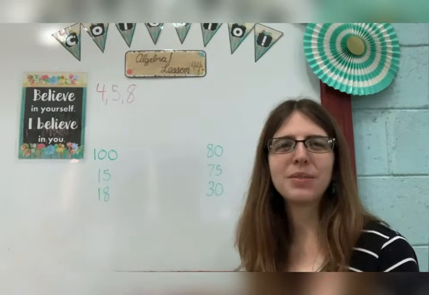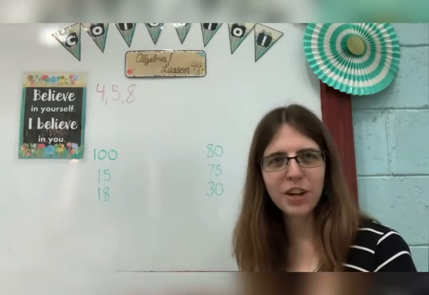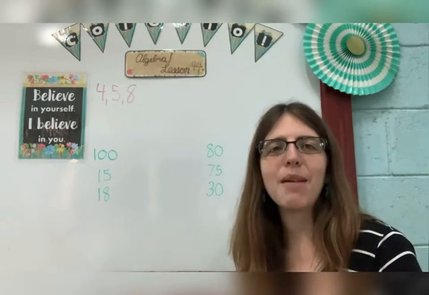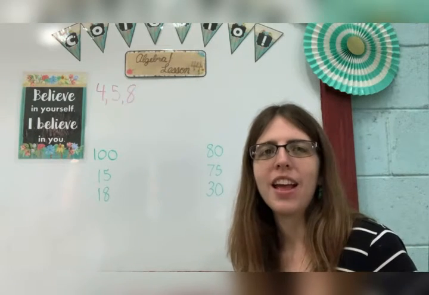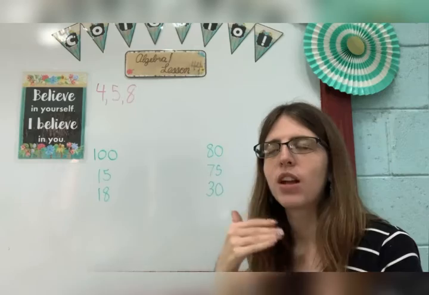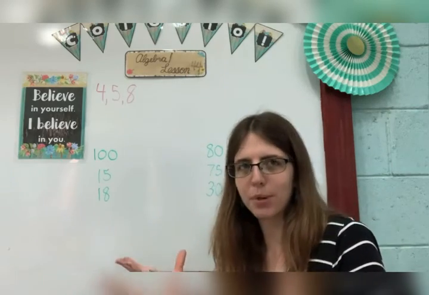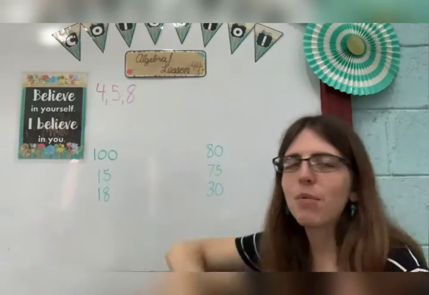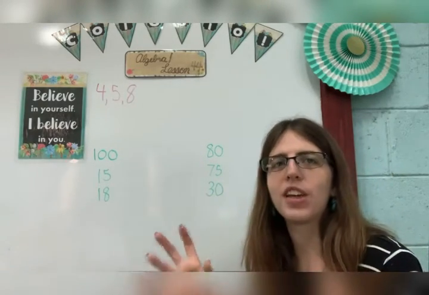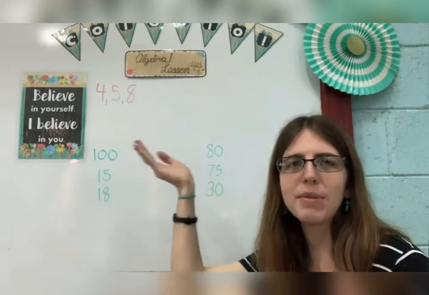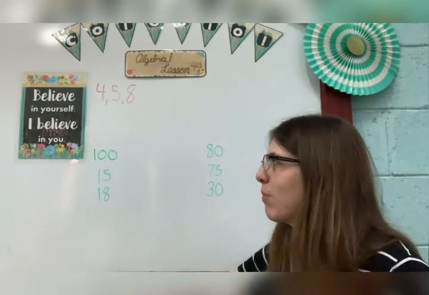Hi guys, welcome to Algebra 1, Lesson 44. We're talking about the least common multiple. So the least common multiple would be the smallest number that is divisible by all of a certain set of numbers. So let's say, for example, I have 4, 5, and 8, and I want to find the smallest number that can be divided by all three of these, 4, 5, and 8. That would be the least common multiple.